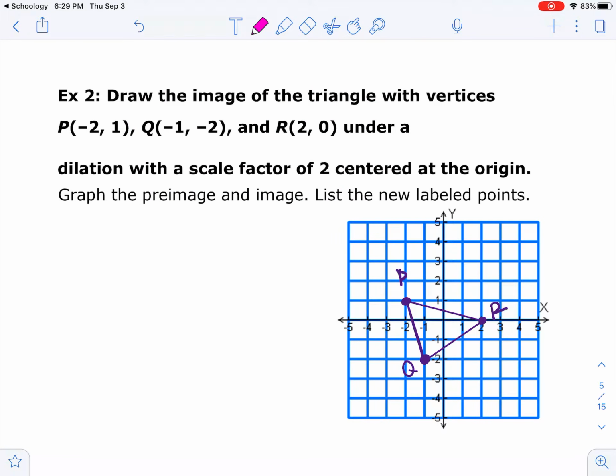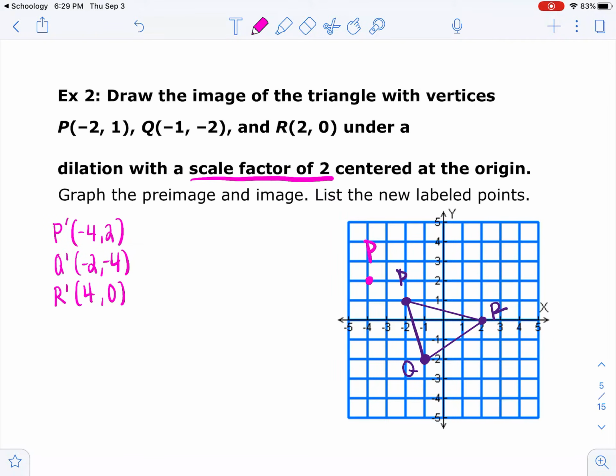I'm going to get the new labeled points first. So if I want a scale factor of 2, it's 2 times as big. So you're going to multiply all of your x and y values by 2. P prime becomes -4, 2. Q prime becomes -2, -4. R prime becomes 4, and then doubling 0, still 0.